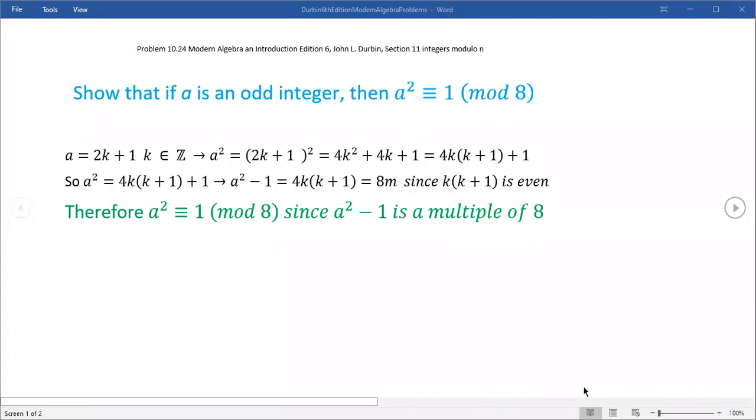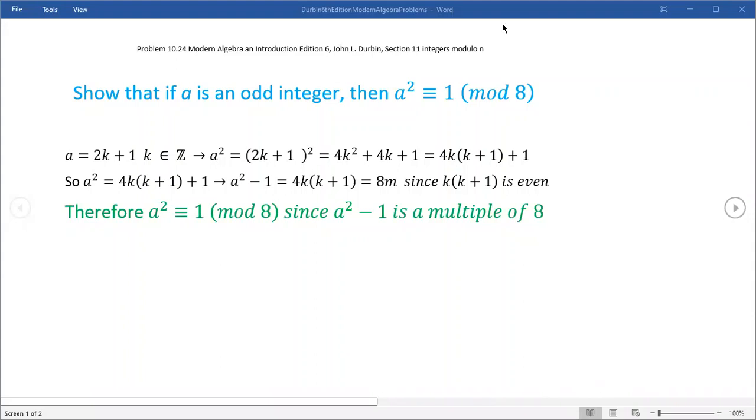A problem from the 6th edition of Modern Algebra, an Introduction by John L. Durbin, section 11, integers modulo n. We're asked to show that if a is an odd integer, then a squared is congruent to 1 mod 8. Just a reminder what that means.